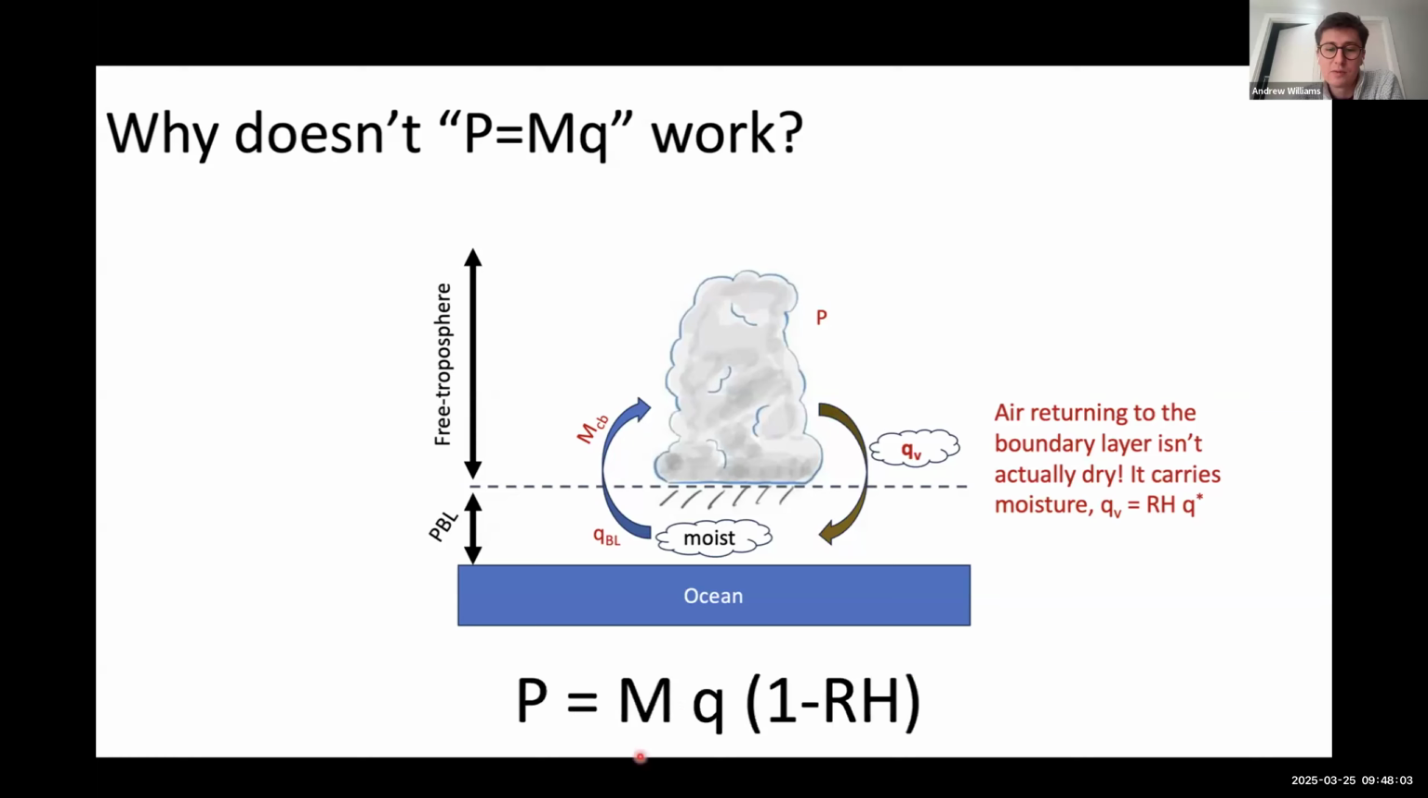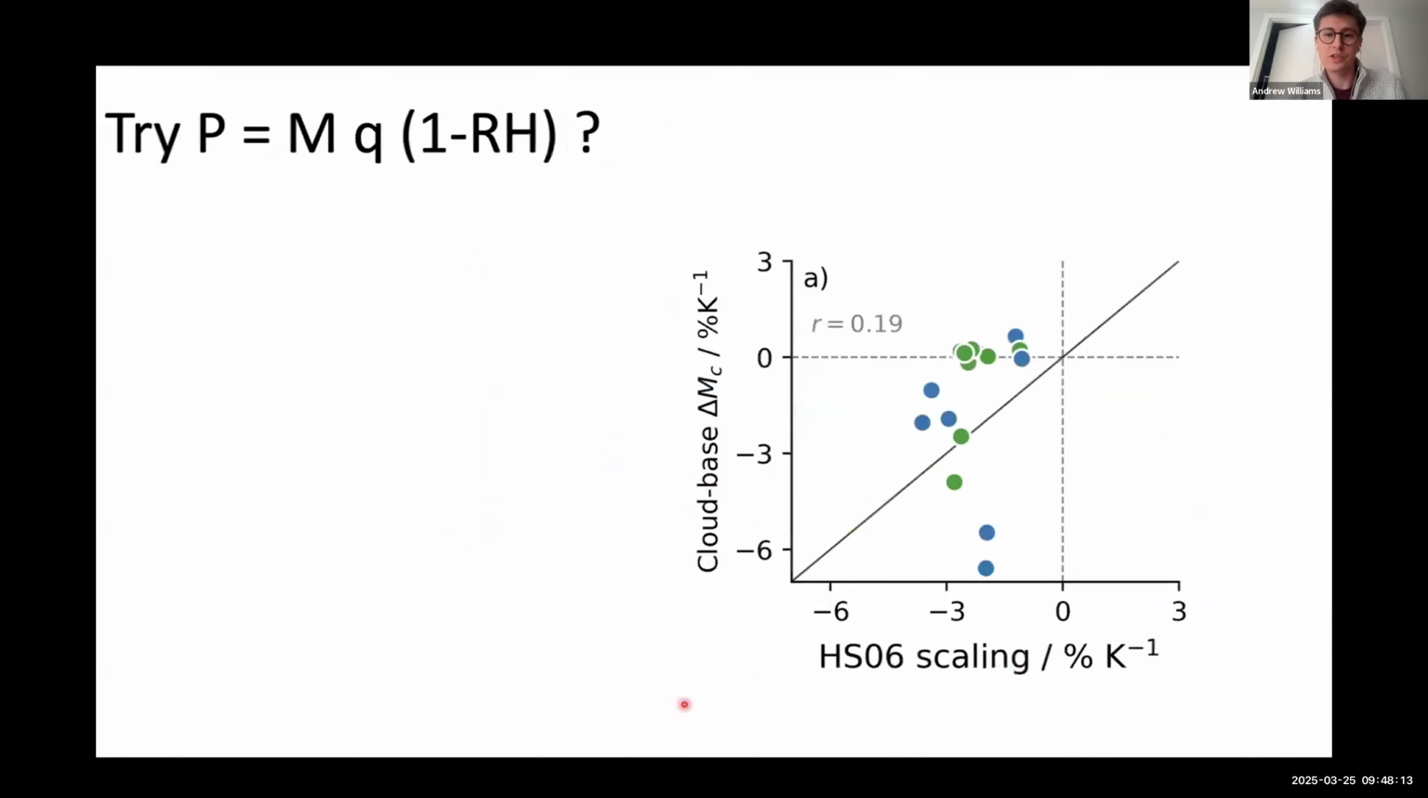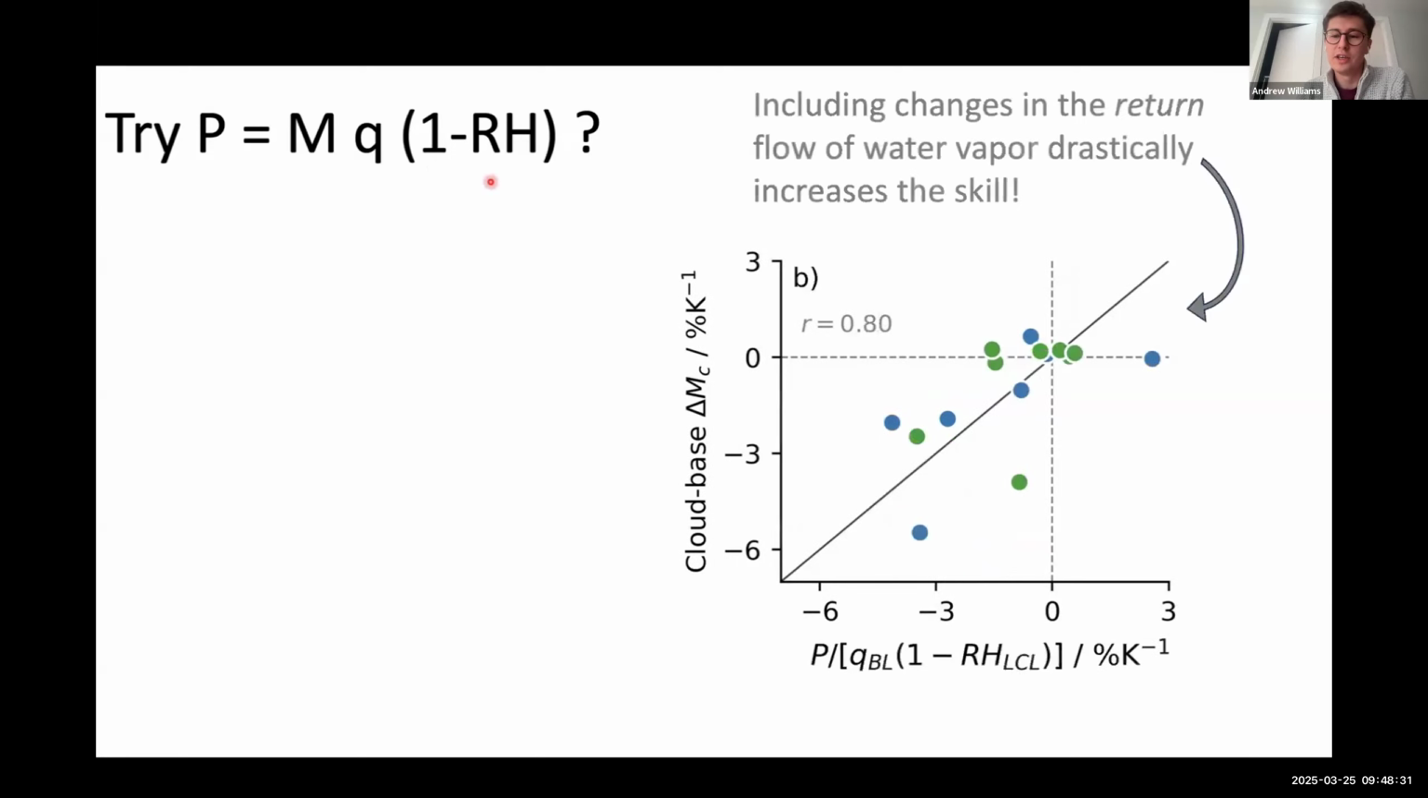So you can write that as P equals MQ, and then with this extra factor, which is just 1 minus the relative humidity at this level. And we can test this in RCEMIP as well. So this is basically the same plot as I showed you a second ago. This is the cloud-base mass flux change with warming against the P over Q scaling. And it doesn't do super well here. But if you do this other version where you include the 1 minus RH factor, then you drastically increase your skill, your ability to predict these mass flux changes.